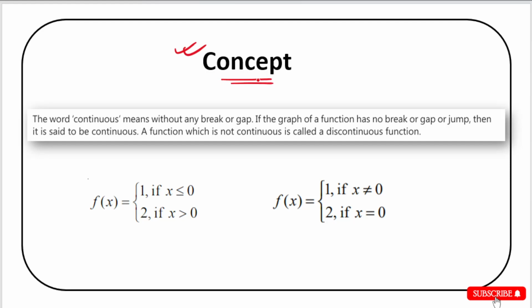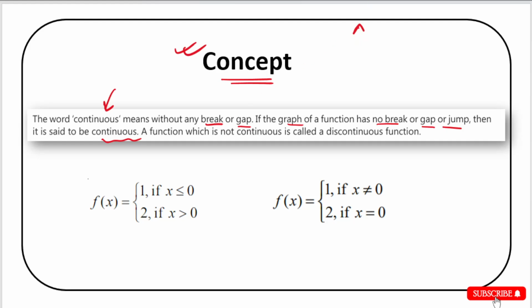What is continuity? Continuity comes from the word continuous, which means without any break or without any gap. If the graph of the function has no break or gap or a jump, then it is said to be continuous.